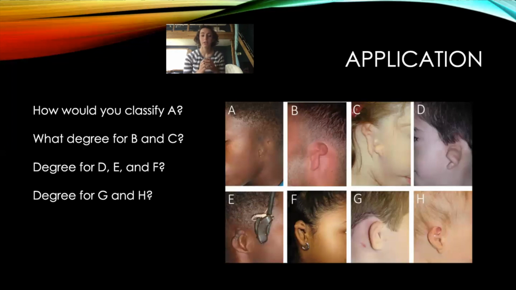Also, the classification isn't always called degree. Sometimes it's called grade. So first grade will be the least severe, and then second grade and third grade, and then fourth grade would be anotia. So sometimes they vary a little bit.